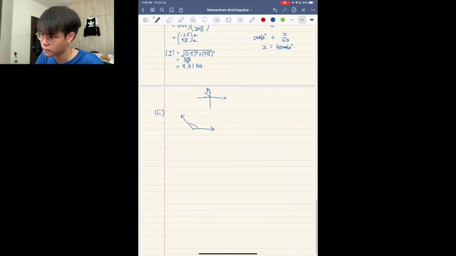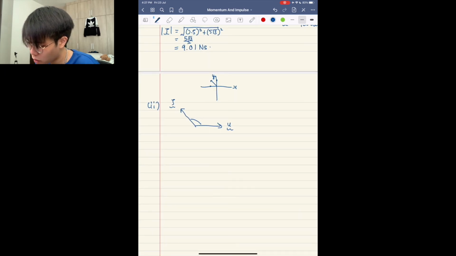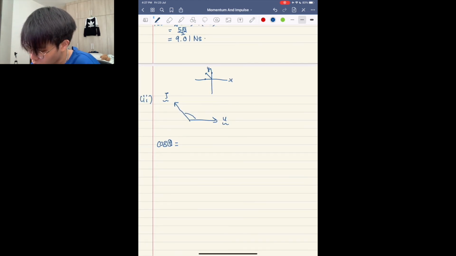Okay, so we know this is u and this is J, which is the impulse. Okay, to find the angle, we can use a formula from further math, vectors, which is cos theta is equal to the two vectors dotted, and divided by the magnitude of both of these vectors.